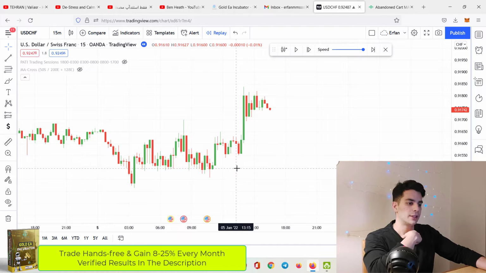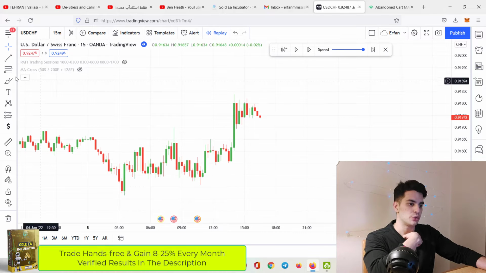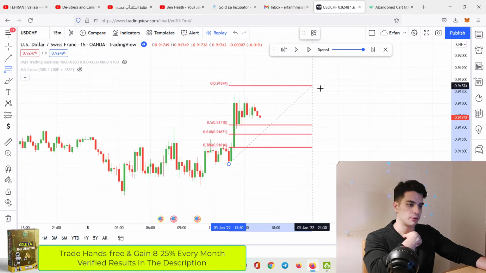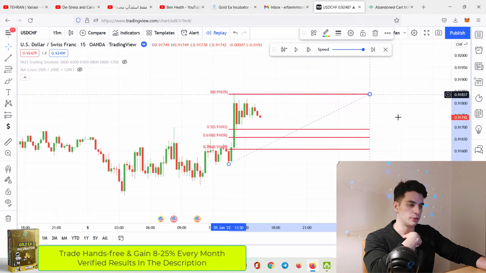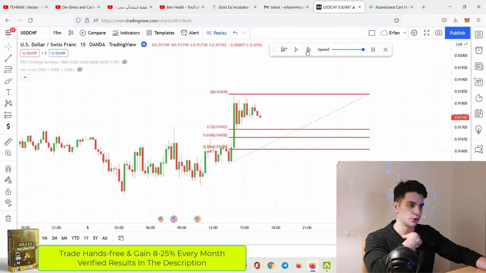And after that, what you can do is that after a huge spike, you can literally drag this Fibonacci from the bottom all the way to the top, and then wait for the golden zone to get tapped into.